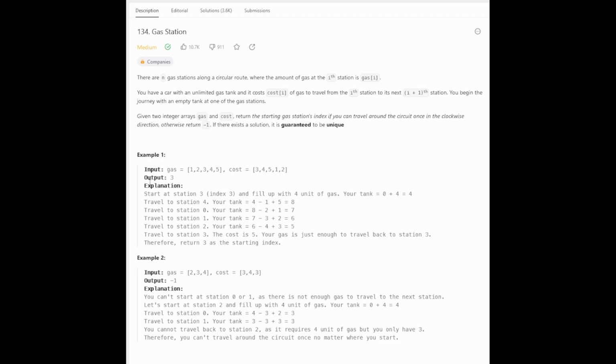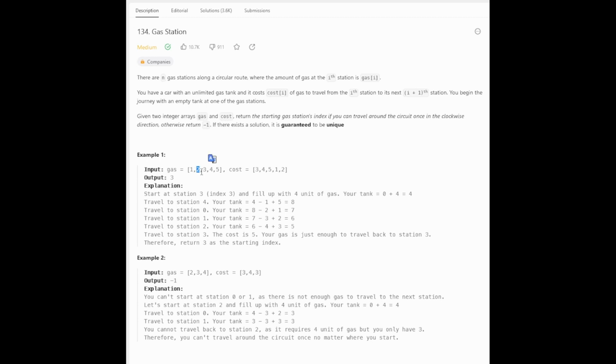So, let's take a look. Example 1. Gas is 1, 2, 3, 4, 5, and cost is 3, 4, 5, 1, 2, meaning the first gas station has 1 gallon of gas for us. The cost of moving from that first station to the next station is 3 gallons of gas. Right off the bat, we can tell we can't start at that position, because we can only fill our empty tank with 1 gallon, but then we can't move forward because we need 3 gallons.